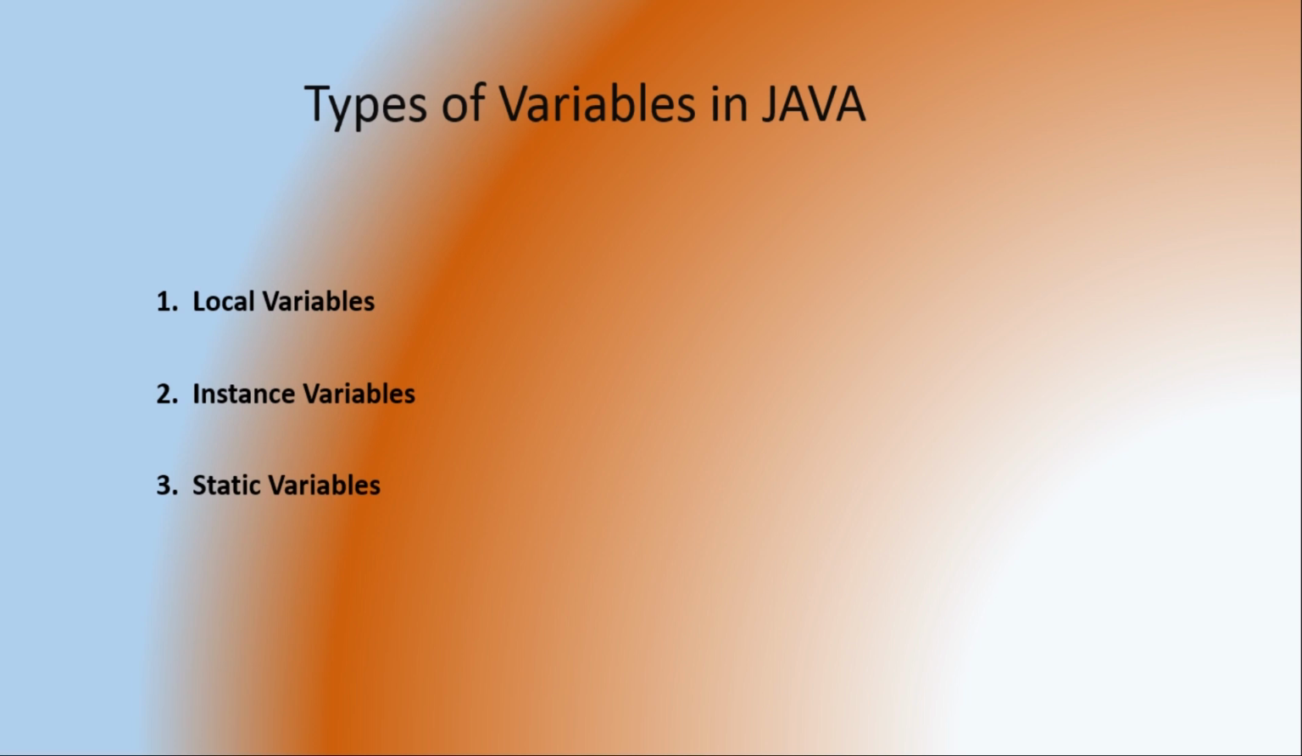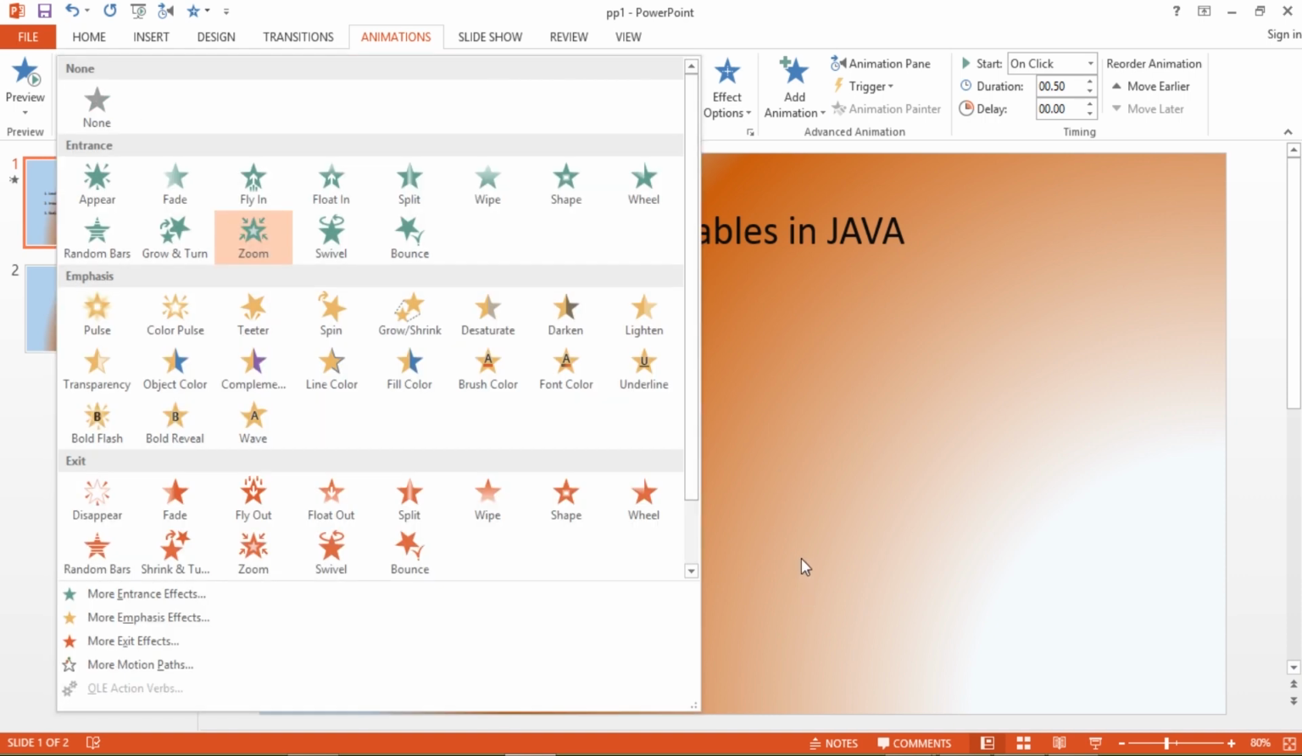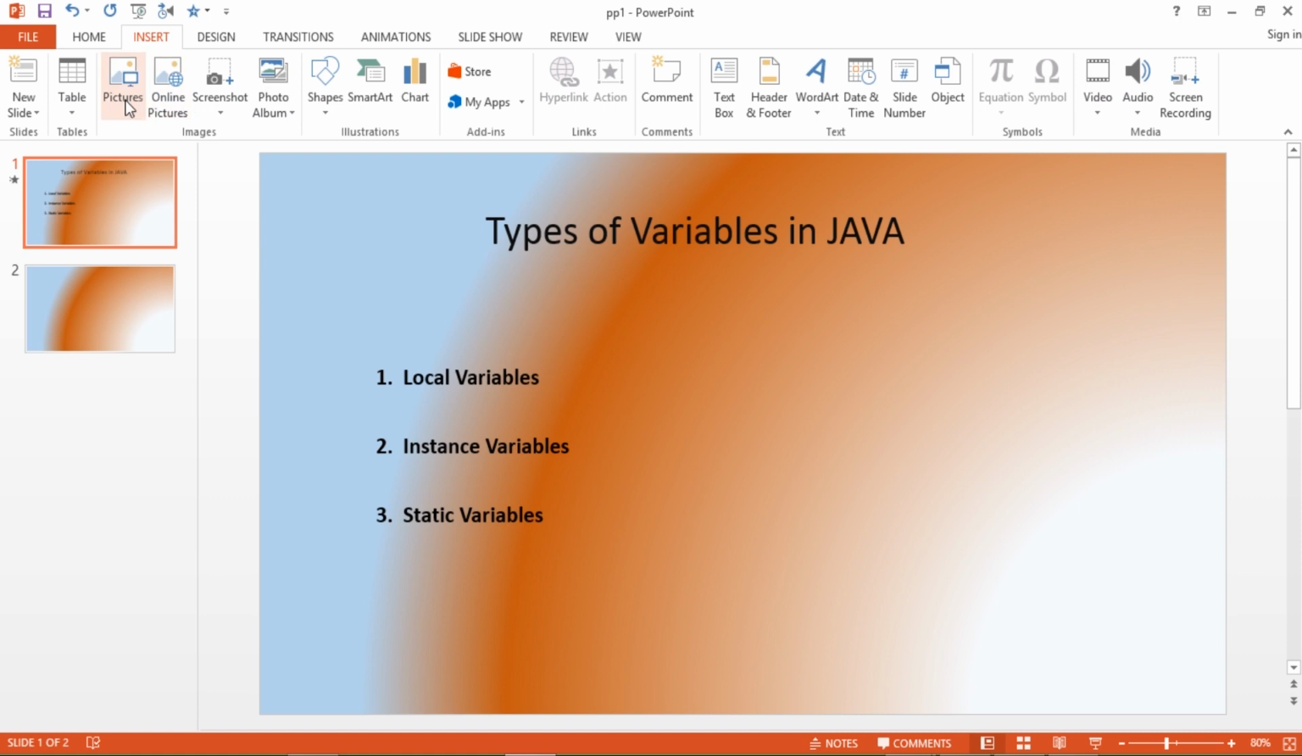Like this you can add animation not only for the text but for images also. Make some 5 to 6 slides with some content and images, and add animation for them. Let me show you how to add animation for images. I'll insert one image.